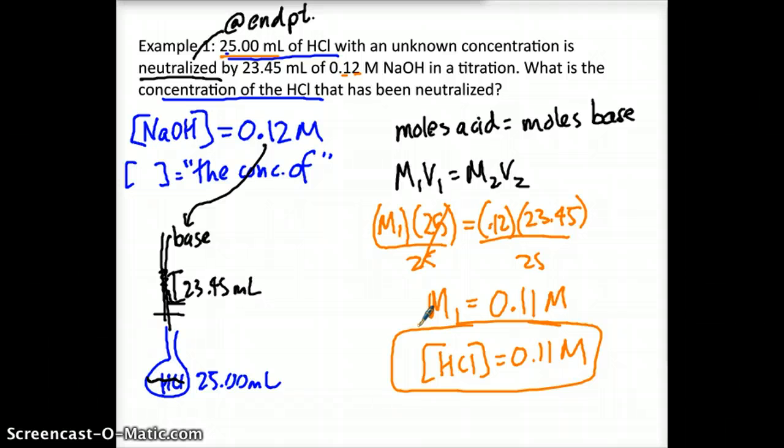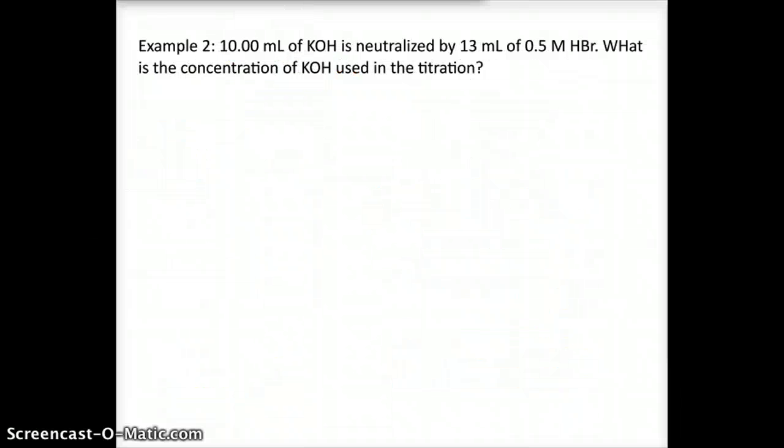Boom. So applying our M1V1 equals M2V2 equation to this allows us to solve neutralization and titration problems using solution stoichiometry. Let's go ahead and do another problem of the exact same type, but try to solve it in a slightly different way and see what happens.